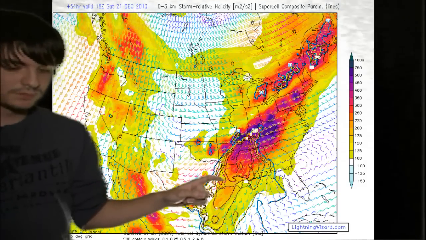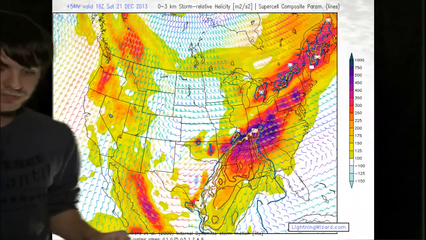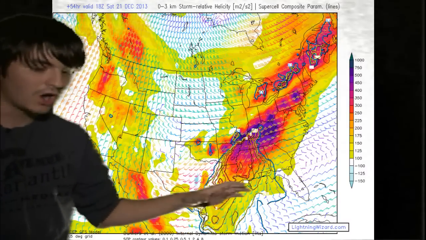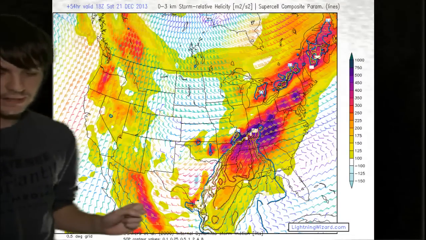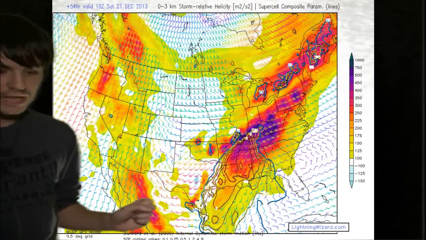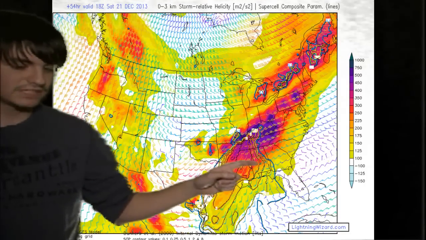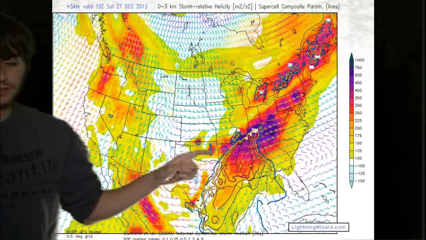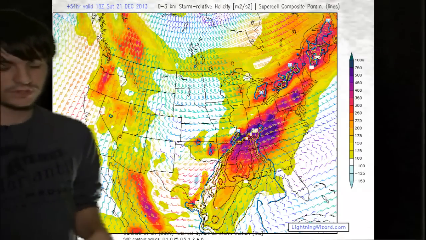What's important to note is that you see these contours. Those are supercell composite contours, and anything over 1 is supportive of supercells. You see we have a large area of 1 stretching all over the southeast essentially, and we have a stretch of 2s. And in the center, we're actually seeing 4s. So this is very significant supercell composite. It's all looking good for severe weather here.